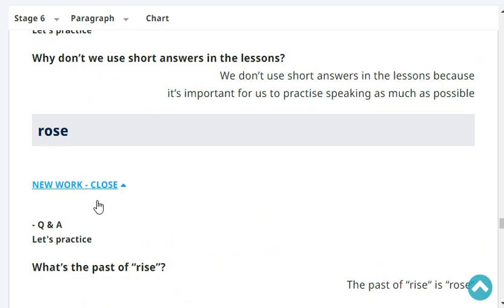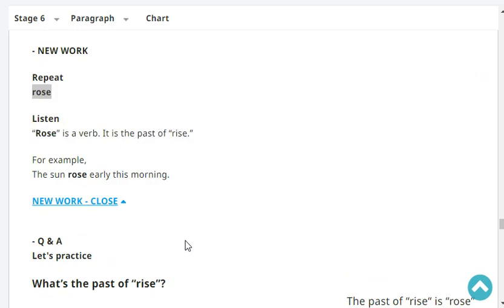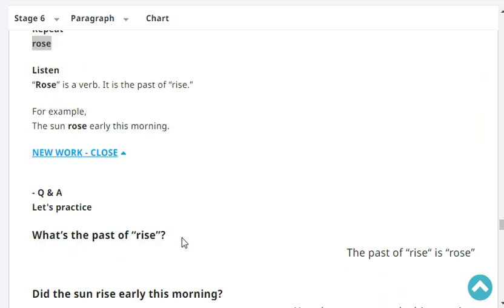Next, repeat. Rose. Rose, like the flower, but this one is a verb. Rose. That's correct. Okay, listen, rose is a verb. It is the past of rise. For example, the sun rose early this morning.